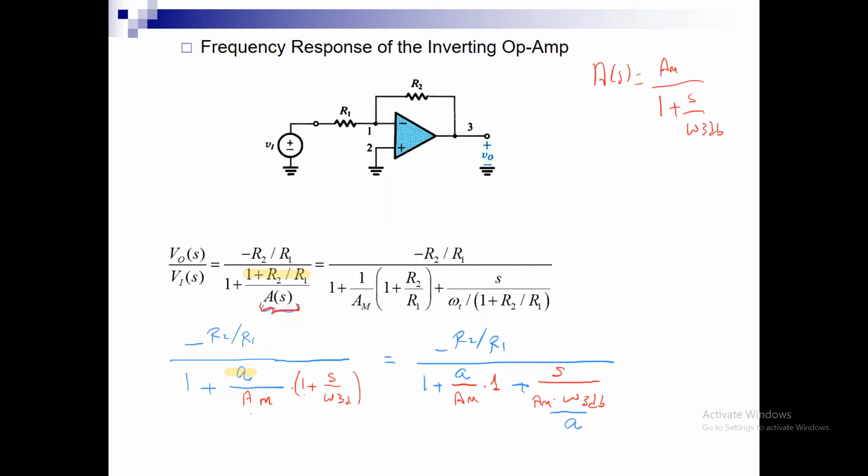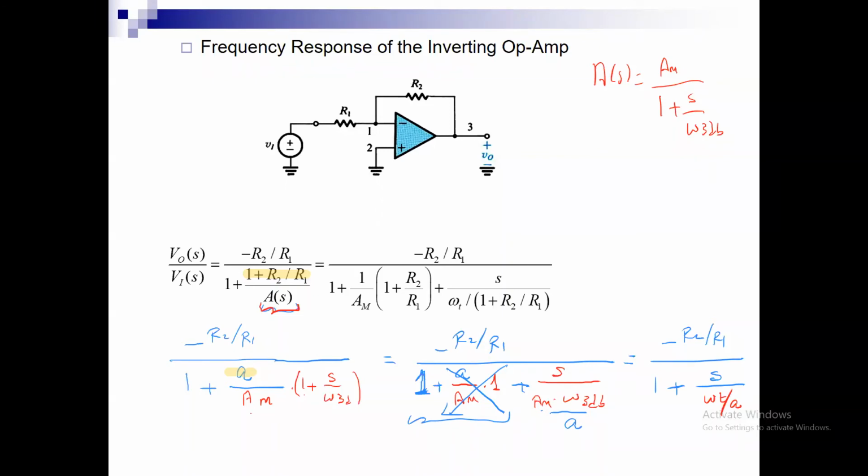Now we're going to look at two things. AM is very large, like 100,000, and A is smaller than it. So as a constant compared to 1, I can drop this term and get rid of it, considering it negligible. It becomes minus R2 over R1 over 1 plus S over, and now my 3 dB frequency. What is AM times omega 3 dB? A moment ago we saw that this is the unity gain frequency over A, where A is 1 plus R2 over R1.